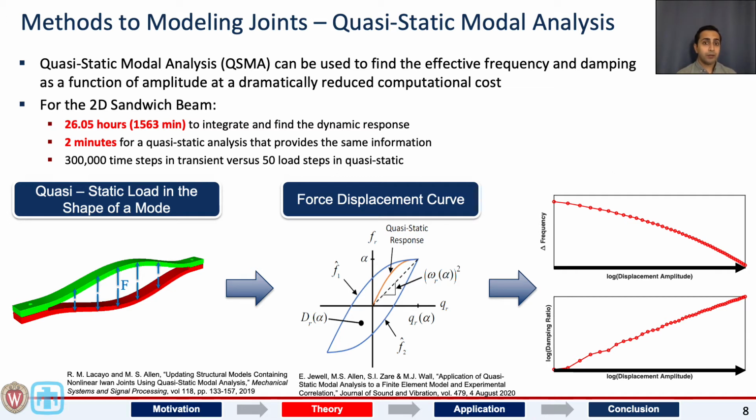For the 2D sandwich beam, a dynamic response in this mode takes approximately 26 hours, whereas a quasi-static response will take about 2 minutes to provide the same information. This is the difference between 300,000 dynamic time steps versus 50 load steps for a quasi-static response. The benefit of a dynamic response is you could say that we get a truth response where multiple modes can be excited simultaneously, whereas a quasi-static response is done on a mode-by-mode basis.